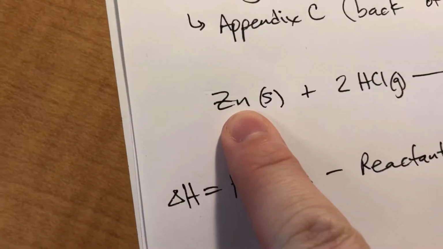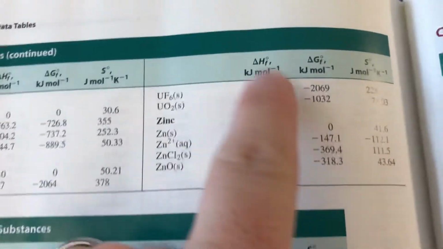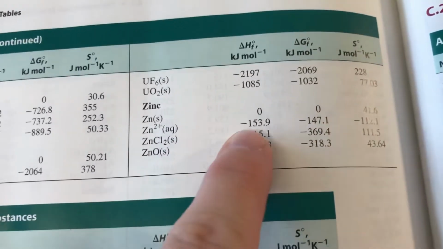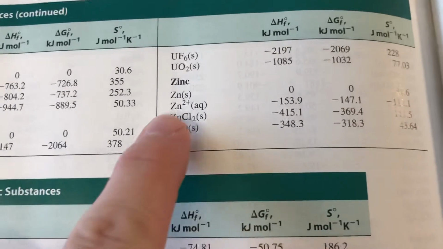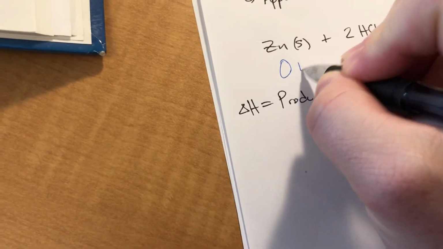So the first one we're looking for is zinc solid. And there's delta H, delta G, and delta S. We only care about delta H right now. Next semester we'll care about the other two. Right now, zinc delta H is 0. Super easy. Sorry for the moving camera here.